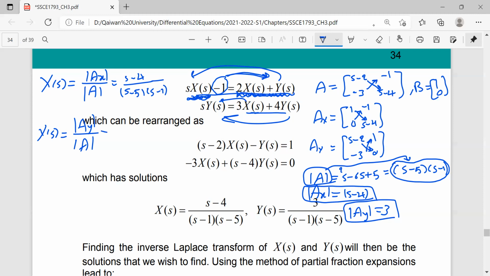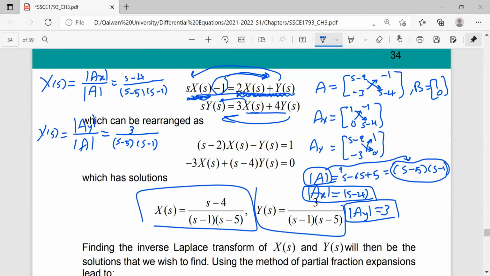And this equals 3 divided by s minus 5, s minus 1. These are x of s and y of s. And here we find the Laplace inverse for both sides. We get x of t and y of t. X of t and y of t are the solutions for the system of differential equations.